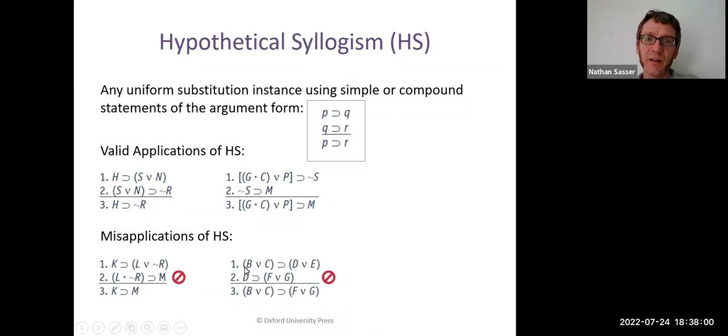Or look at this other one here. If B or C, then D or E. If D, then F or G. Therefore, if B or C, then F or G. Again, what's the problem? The consequent here, D or E, is not the same as D, the antecedent in the second line. They've got to be identical. Both got to be Q, as it were, or it doesn't work.